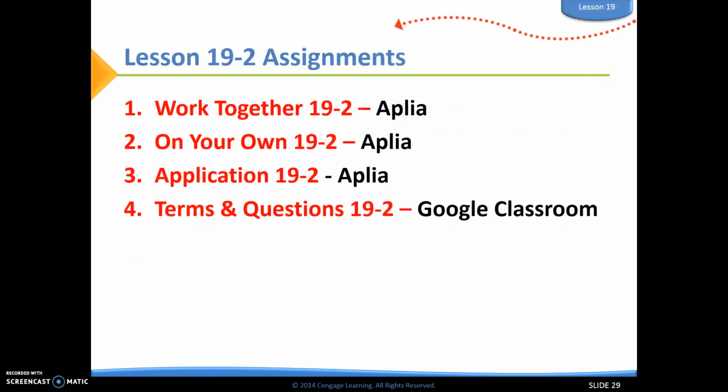So that brings us to the end of 19.2, which was on calculating our straight line depreciation either for full years or for partial years, and then also calculating our book value. So you can meet me over on the 19.2 work together video, and we will do that next.